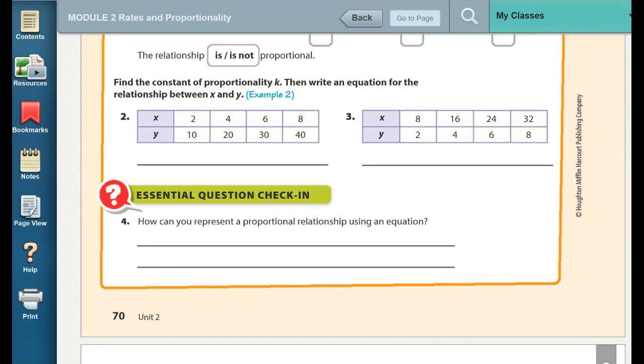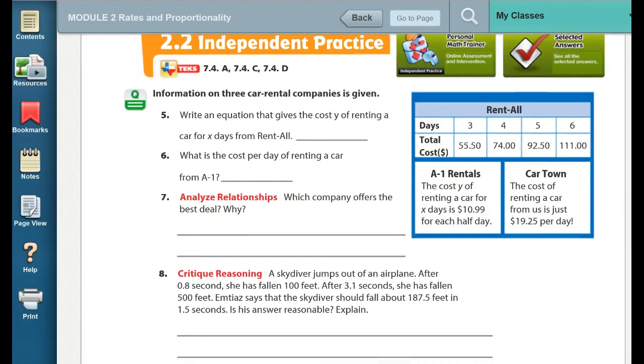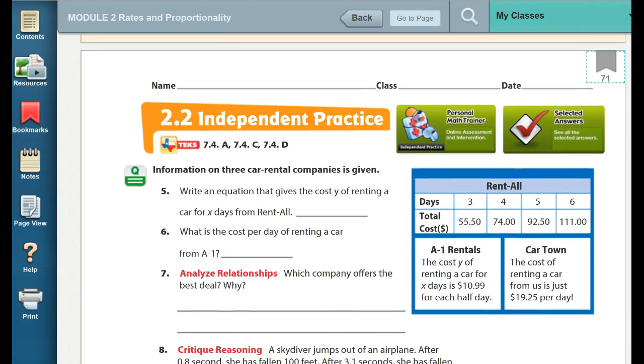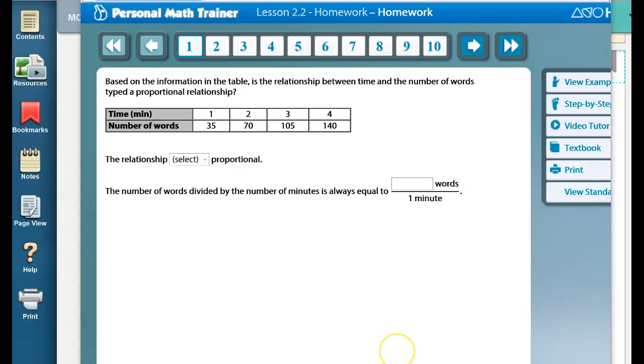We're finding out whether or not what you are setting up is proportional, deciding does it continue to increase by the same amount and does it have the same unit rate. These are the type of problems that we're going to be working through and solving. So here we go. The very first question we're going to look at is, based on the information in the table, is the relationship between the time and the number of words proportional?